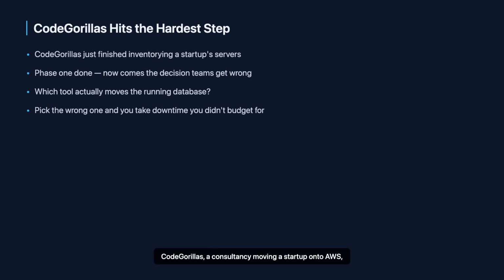Let's make this concrete. CodeGorillas, a consultancy moving a startup onto Amazon Web Services, has just finished phase 1. They've inventoried every server in the source environment. So far, so good. Now comes the step most teams get wrong. They've got a production database that customers are actively hitting, and they need it on Amazon Web Services. Which tool actually moves it? Reach for the wrong one and you take hours of downtime nobody budgeted for. Reach for the right one and the source stays online the whole time. That single decision is what separates a smooth migration from a painful one, and it's exactly the kind of call we're learning to make.